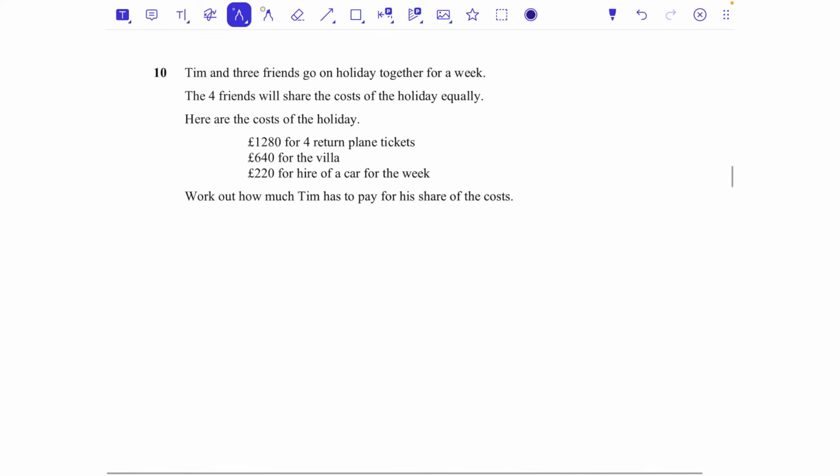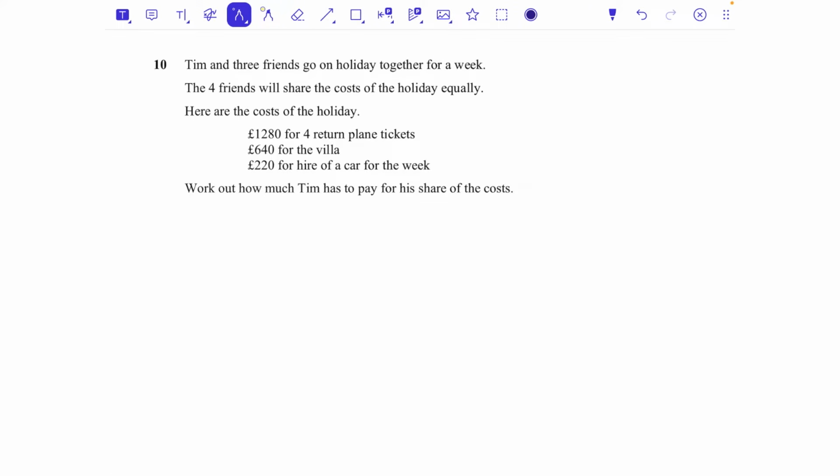Question number 10. Tim and 3 friends go on holiday together for a week. The 4 friends will share the costs of the holiday equally. Here are the costs of the holiday. £1,280 for 4 return plane tickets, that's for all of their plane tickets, £640 for the villa, and £220 for the hire of a car for the week. Work out how much Tim has to pay for his share of the costs.